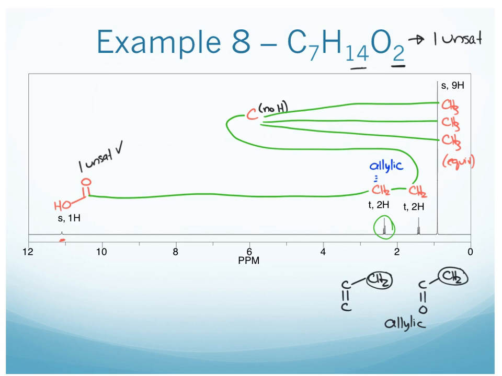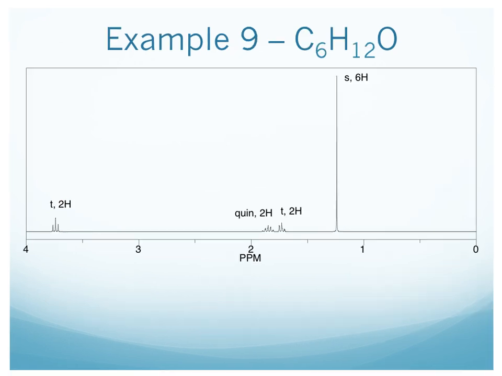So let's draw our final structure. Here's our tert-butyl group at the end. Okay, number 9 can be a little bit tricky. But let's walk through it and see what we can figure out. First thing, as always, unsaturations. You should find that there's one unsaturation.